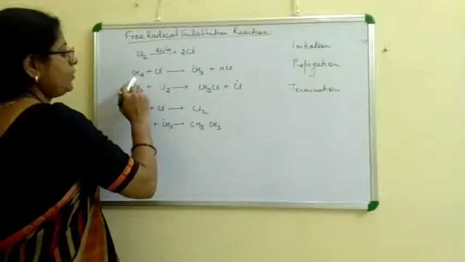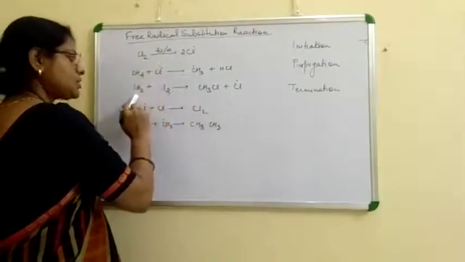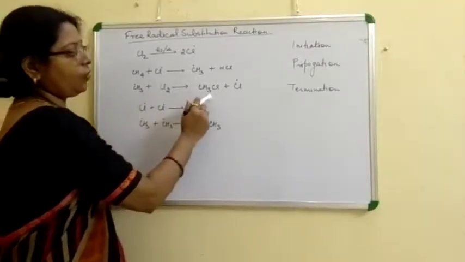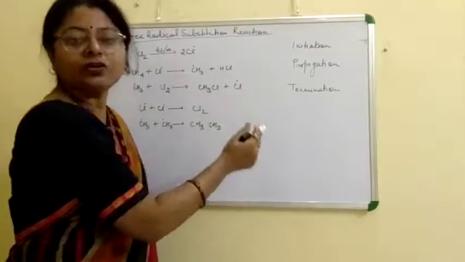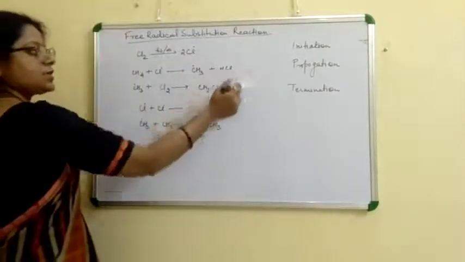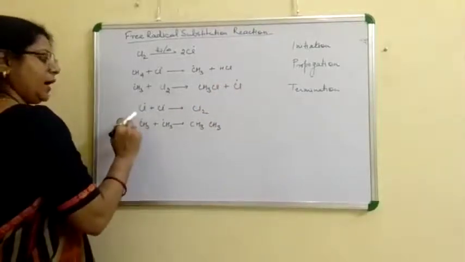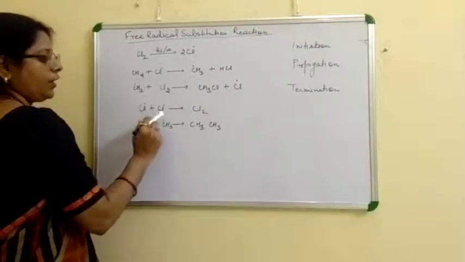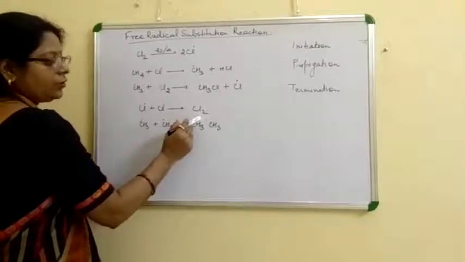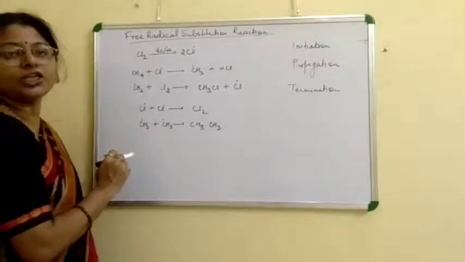In the second step, the alkyl free radical is formed, and this alkyl free radical further reacts with the chlorine molecule to form another halogen free radical. This step is known as the propagation step. And here two free radicals combine together to form a new molecule. This step is called the termination step.